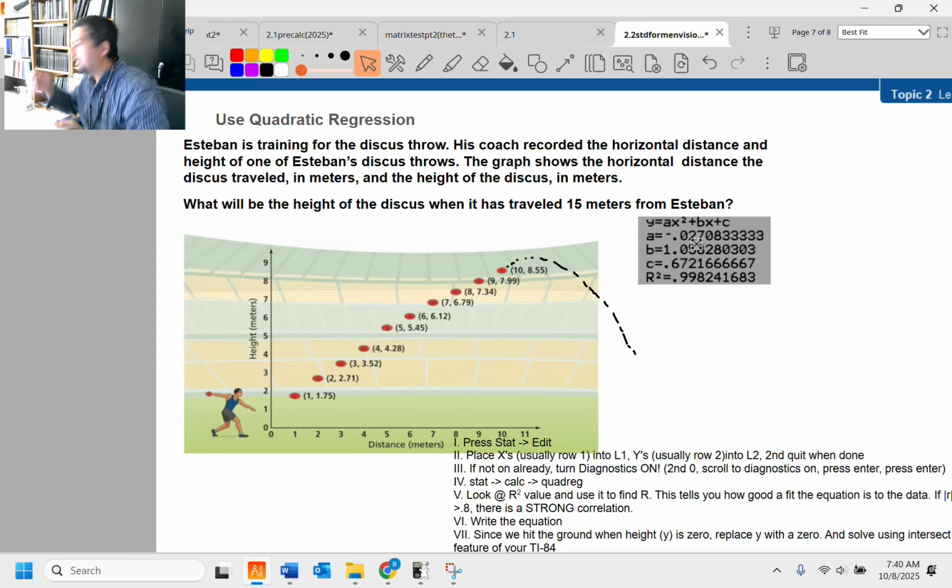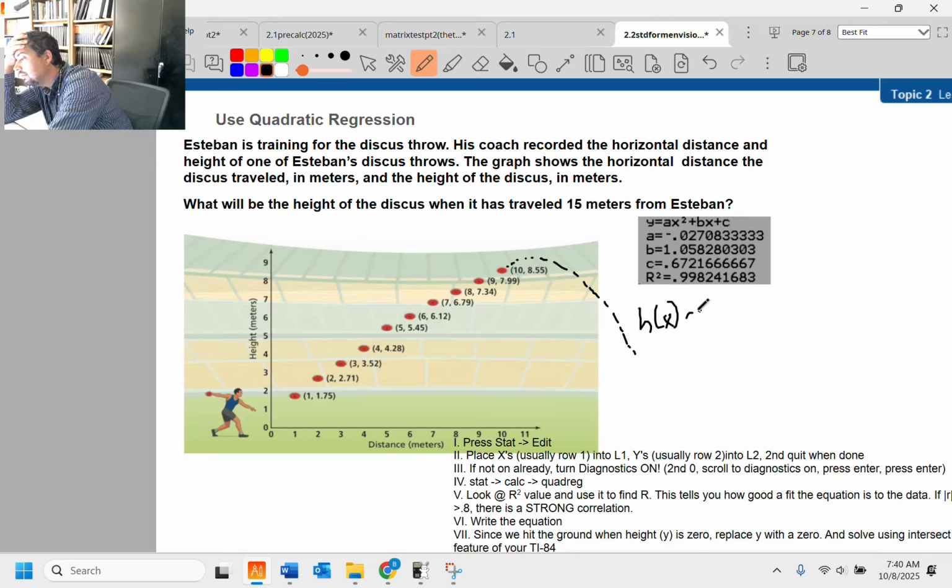Let's round it out to 4 decimal places. Let's make this height as a function of x: negative 0.0271 x squared plus 1.0583 x and then plus 0.6722.